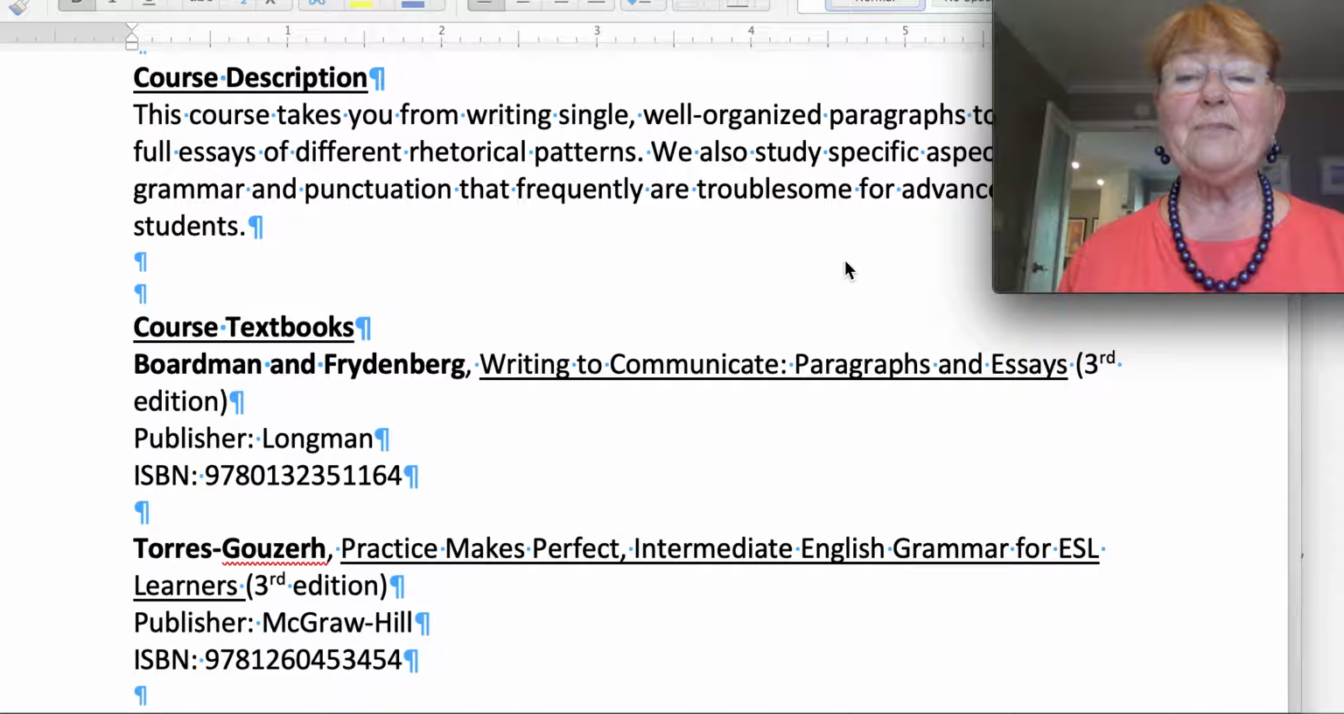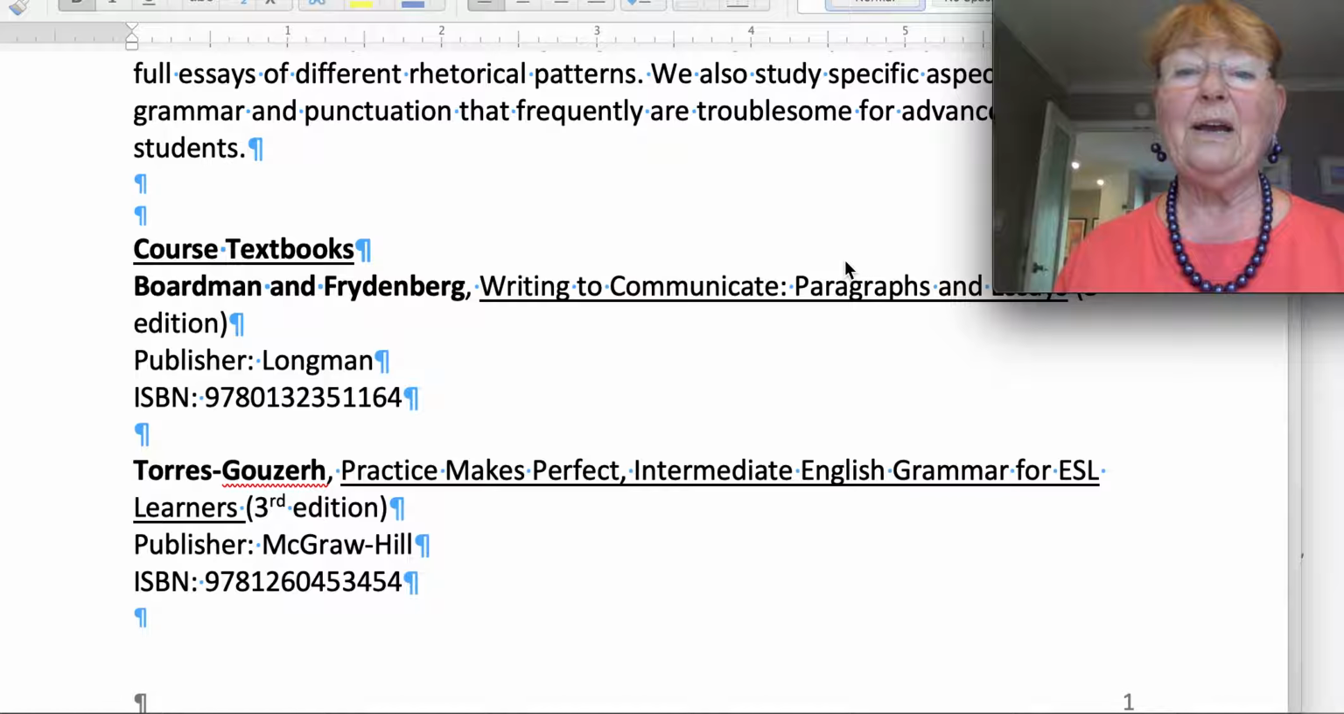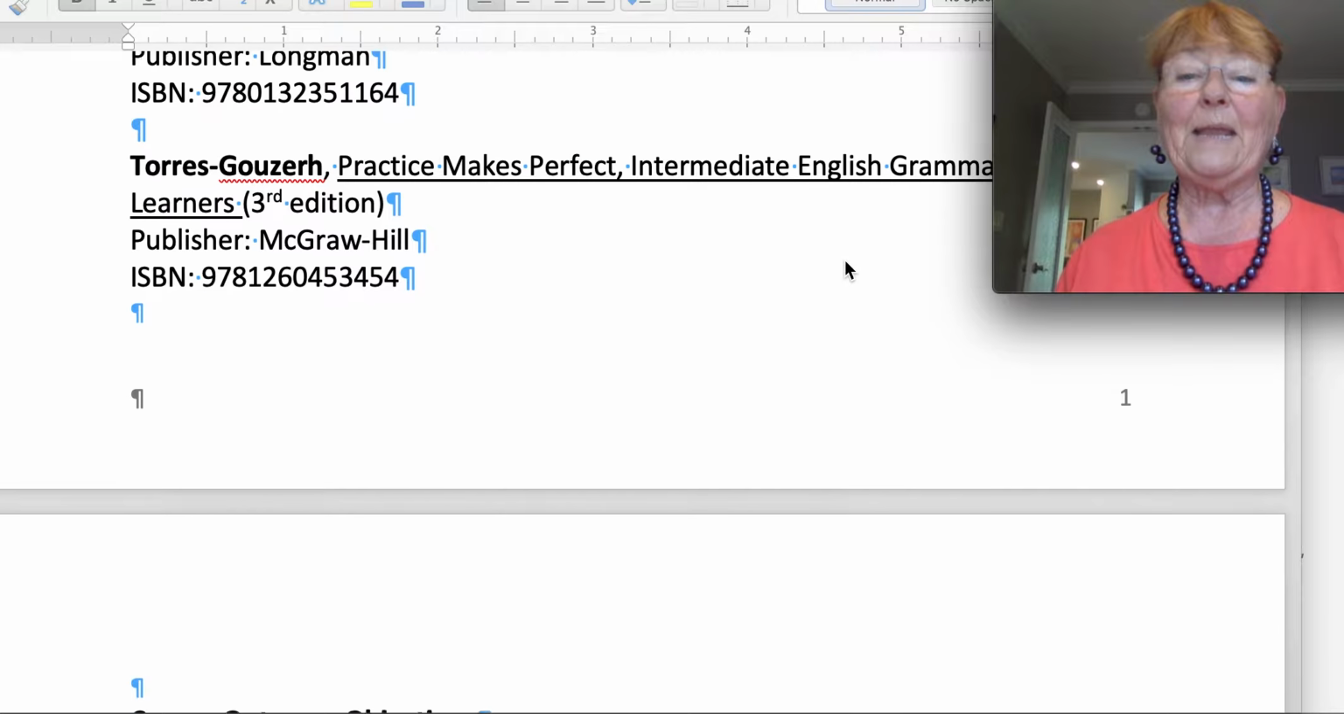And there are two textbooks. One of them is called Writing to Communicate, and maybe you will notice that one of the two authors has the last name of Freidenberg. That's me, Gia Freidenberg, and my friend Cindy Boardman, who put together this book. Then there's a grammar book. It's a pretty good one. And it says intermediate, but honestly, I'm only choosing those chapters that people who are doing a writing class really need. So a few of those chapters are in this class.